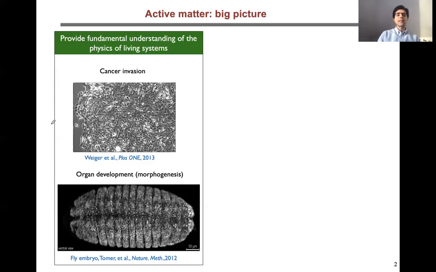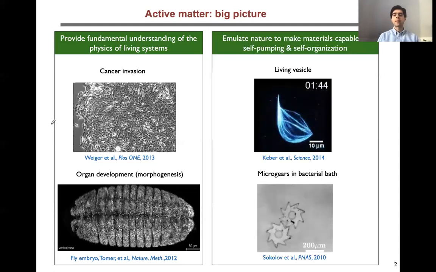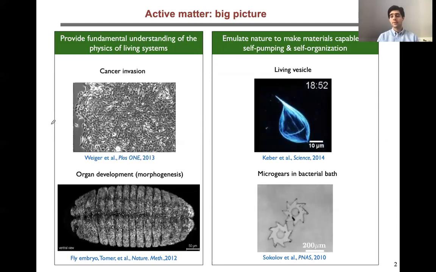But in addition to providing this understanding of physical systems, we are also actively using these studies of active matter in order to mimic nature, to make our own materials that are capable of doing some of these functions that biological systems are able to do. And this is a subject of intense research. Many studies are going on using these fundamental understandings from active matter to design new types of materials.